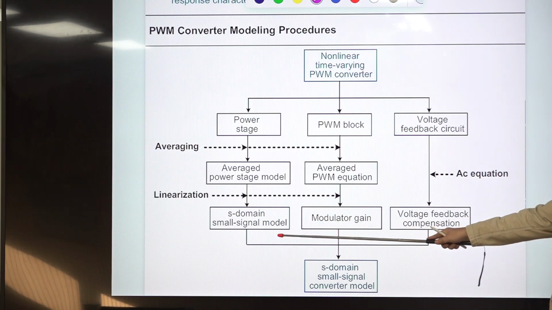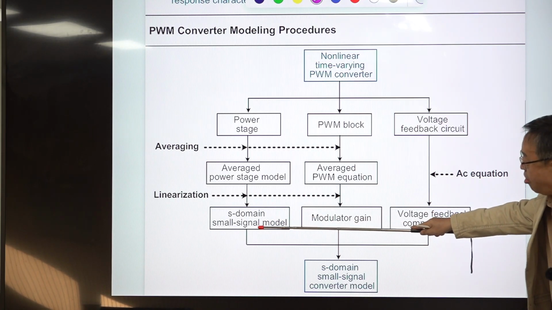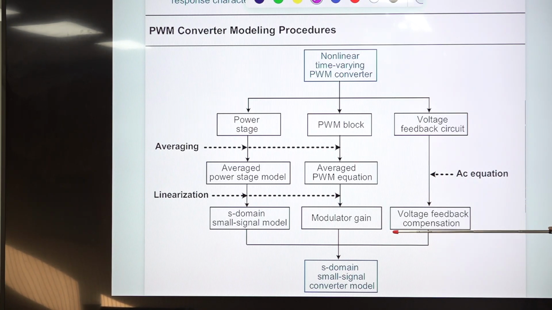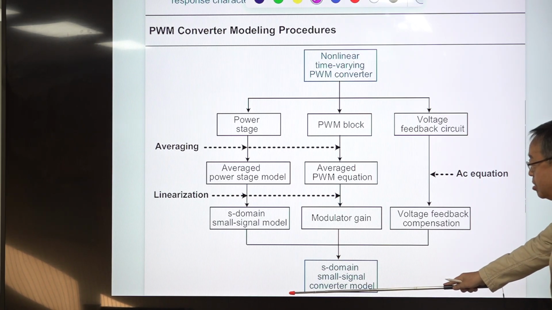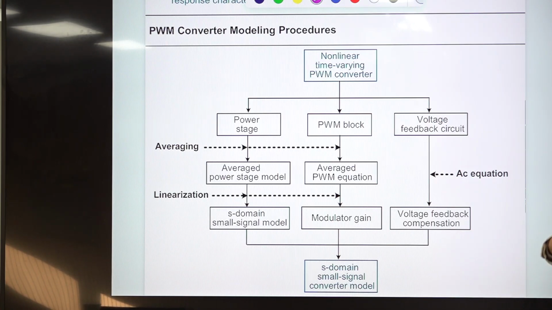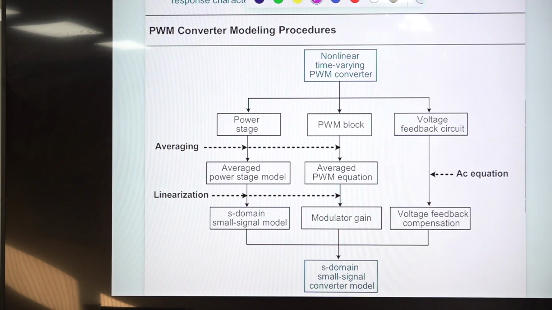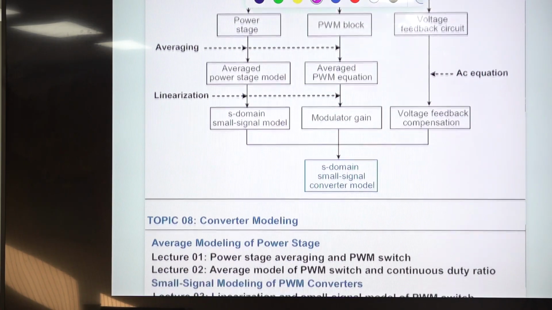So now we have three small signal models: the S-domain small signal model of the power stage, the modulator gain for this nonlinear PWM block, and the voltage feedback compensation for this voltage feedback circuit. We merge them together, then we will get the S-domain small signal model of PWM converters, and we'll use all the existing techniques for the linear time invariant system. Then using that technology, we'll analyze the dynamics of this converter and formulate the design steps of the controller. So that is the final goal of this lecture series.